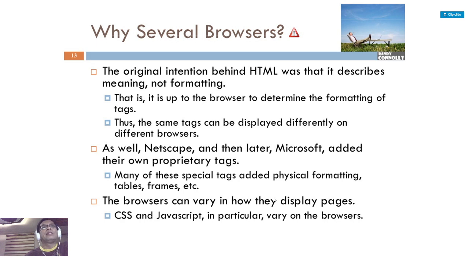As well, Netscape is the maker of Firefox, and later Microsoft added their own proprietary tags. Many of these special tags added physical formatting, tables, frames, and others. The browsers can vary in how they display pages. CSS and JavaScript in particular vary on the browsers. And you will learn more of this as we go on with our subject or course.